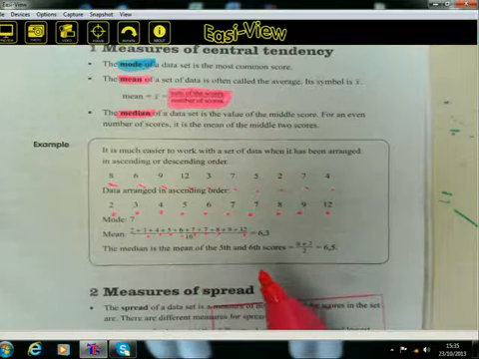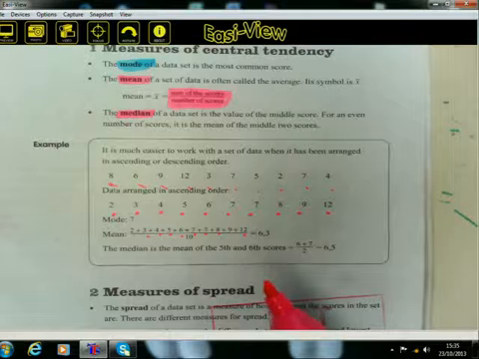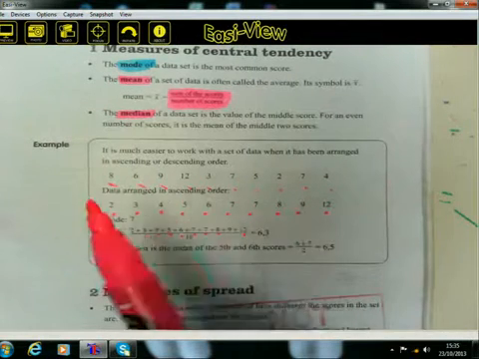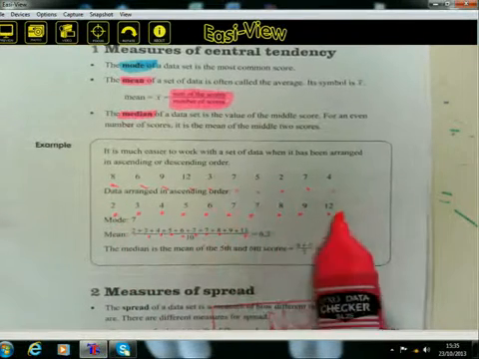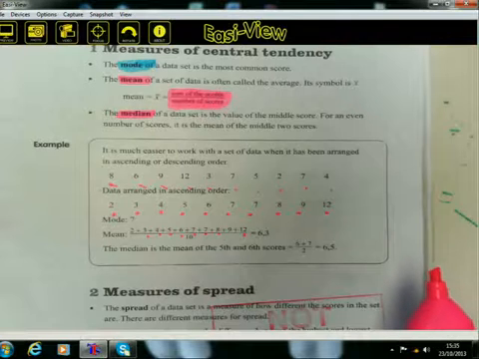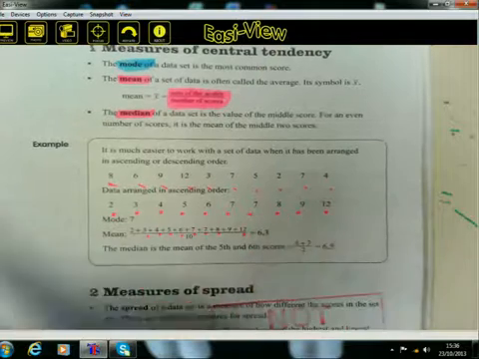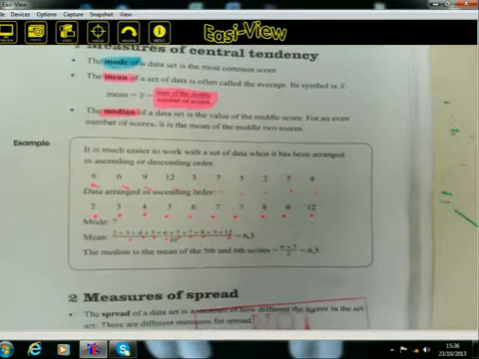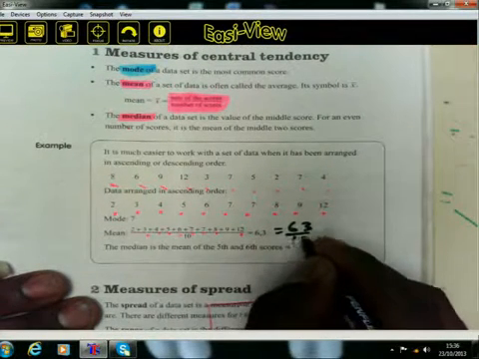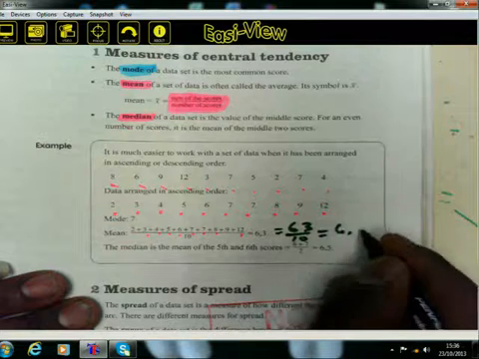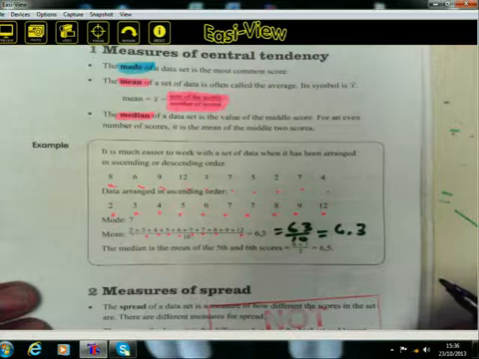And then that total, you divide it by how much? You divide it by the total number of scores. Let's count how many there are: 1, 2, 3, 4, 5, 6, 7, 8, 9, 10. There are 10. Now, when you add all of these, you get 63. So the mean is 63 divided by 10. Now it gives us 6,3. That means our mean is 6,3.